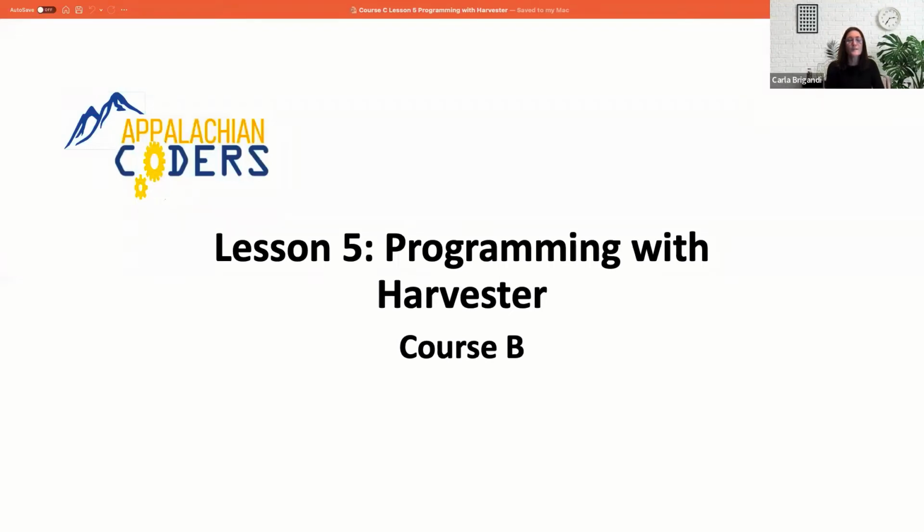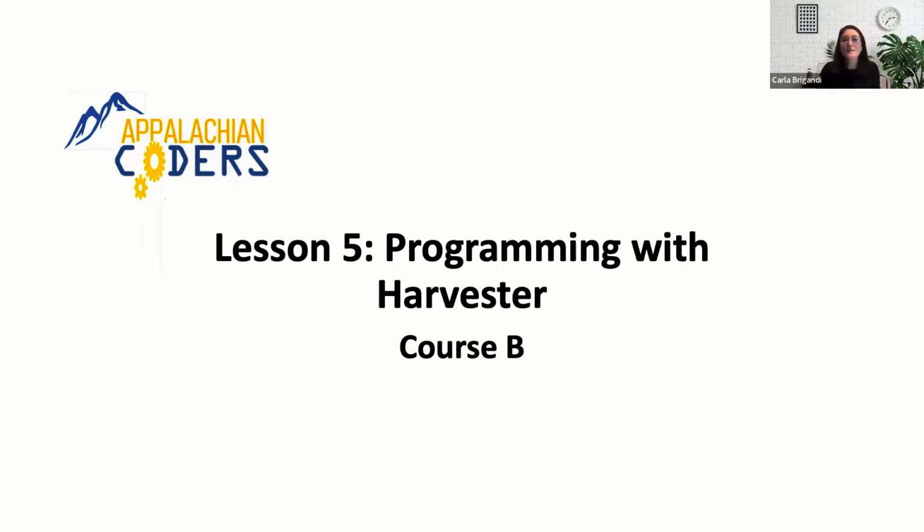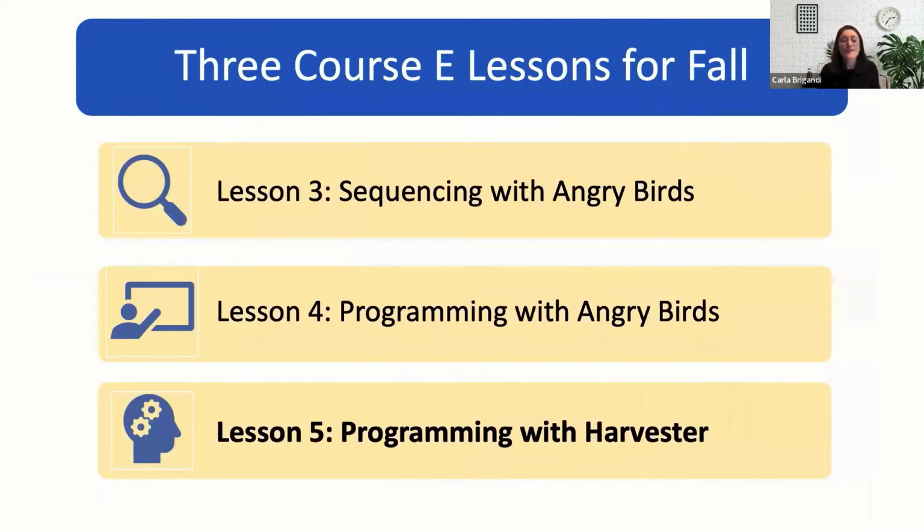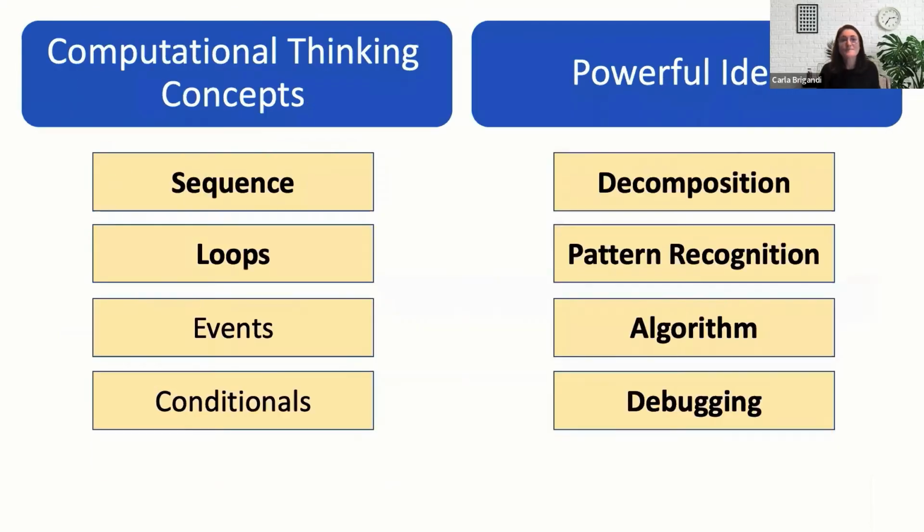So this is Lesson 5, Course B, Programming with Harvester. The purpose of this lesson is to outline computational thinking concepts, powerful ideas, and critical thinking strategies, to model some pedagogical strategies, and then we'll review those same strategies. In this one, I'm talking about Lesson 5, Programming with Harvester, which is the third lesson that we would like you to cover in the fall.